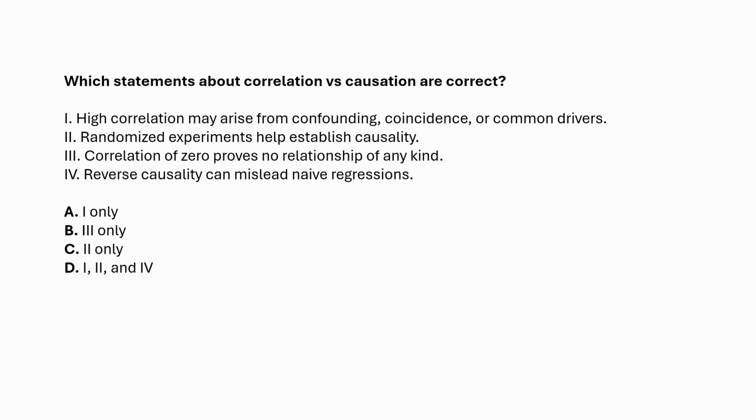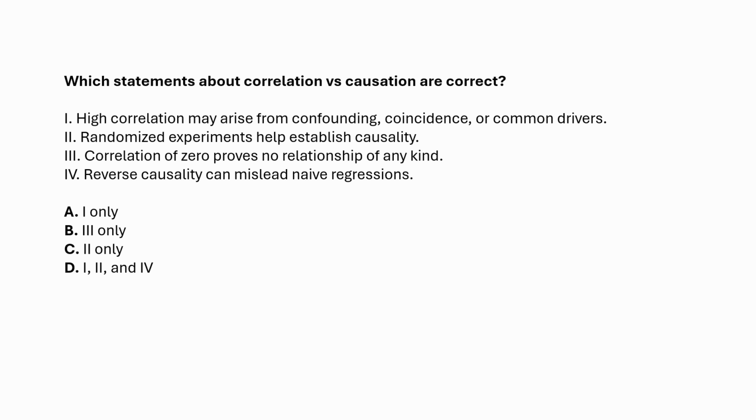Number 2, randomized experiments help establish causality. Yes, again, randomized control trials are designed exactly to break confounding links by randomly assigning treatment. That way, if there is a difference in outcomes, it's very likely due to the treatment and not some hidden factor. So number 2 is correct.